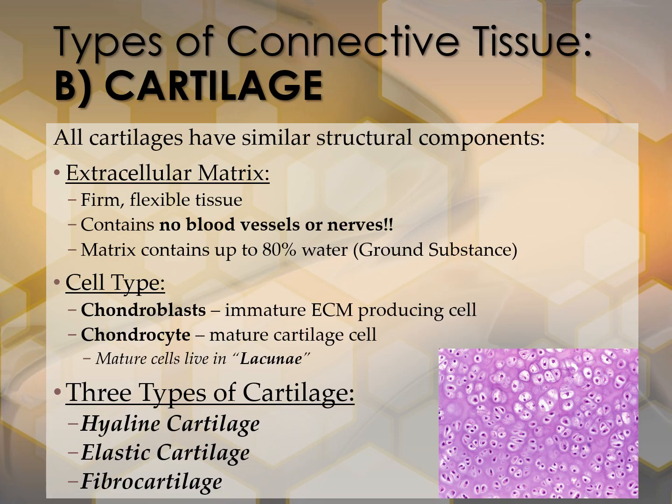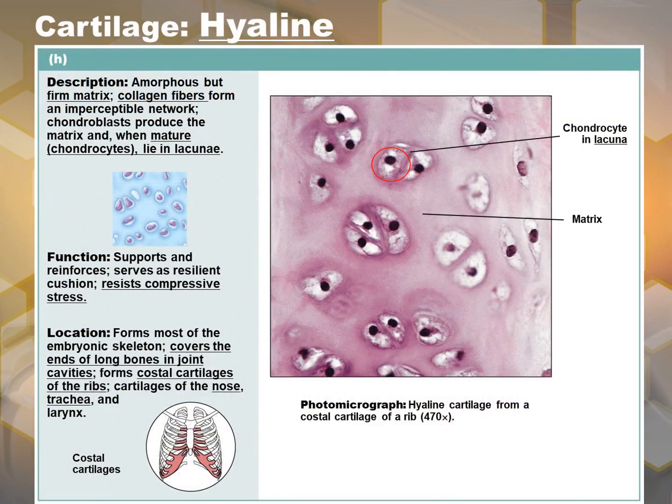Hyaline cartilage is the most common and abundant in the body. And then we have some areas where we find elastic and fibrocartilage. So hyaline cartilage has that firm matrix and collagen fibers. Remember, collagen fibers are really the strongest fiber and most common fiber. Then we have the chondroblast producing all that matrix until it quits producing it and gets stuck in this little bubble, its little lacunae. And then right in the middle is your chondrocyte, which is that mature cell.